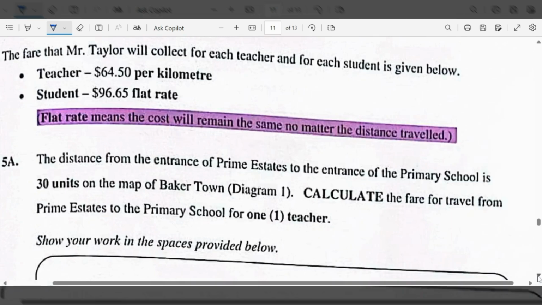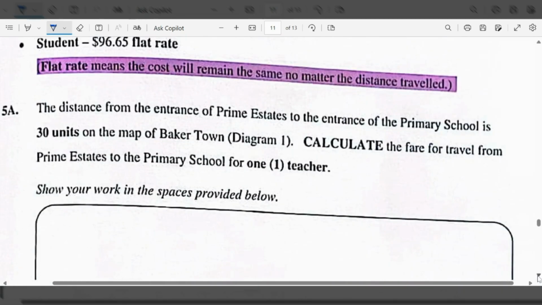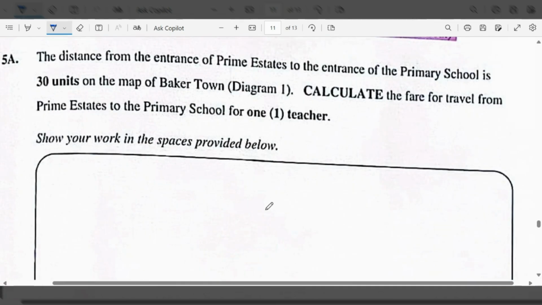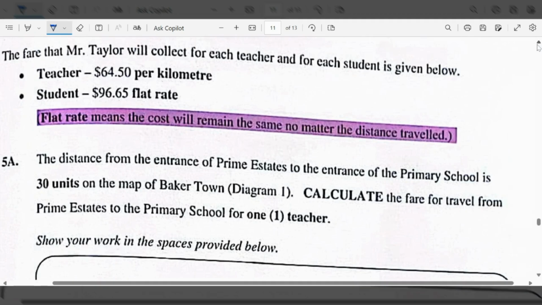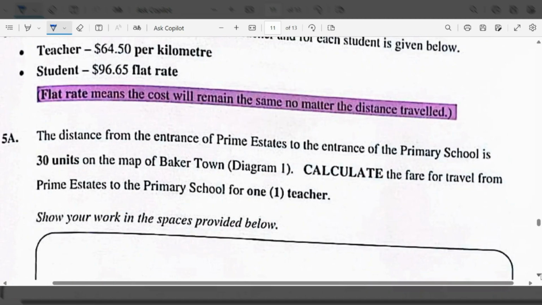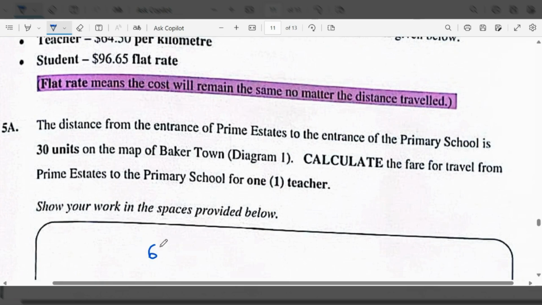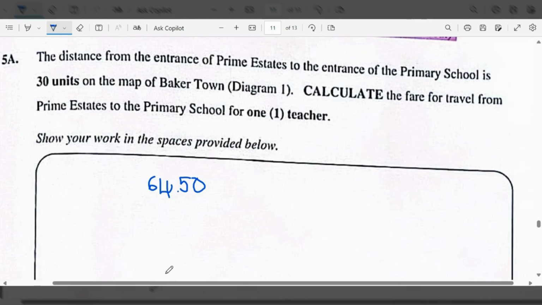So the distance from the entrance of Prime Estate to the entrance of the primary school is 30 units on the map of Bakerstown. Calculate the fare traveled from Prime Estate to the primary school for one teacher. So for one teacher, if it's $4.50 per kilometer, we have to find out how many kilometers. So there's 30 units. So that's 3,000 meters or 3 kilometers.